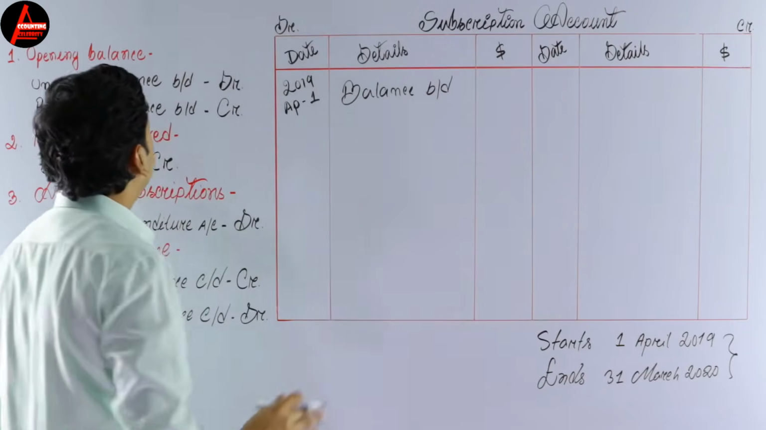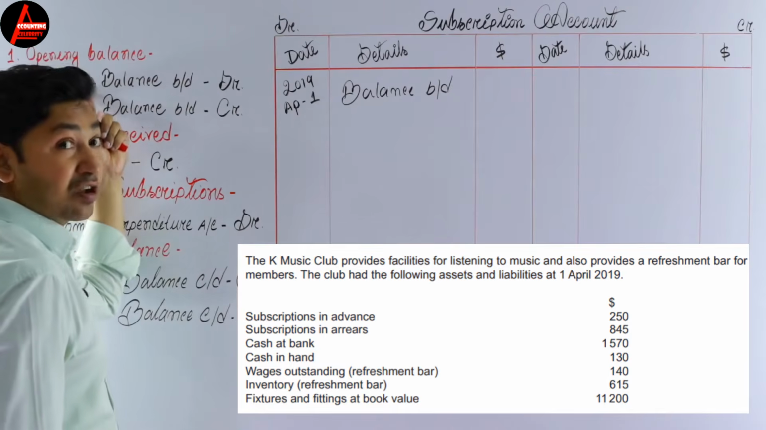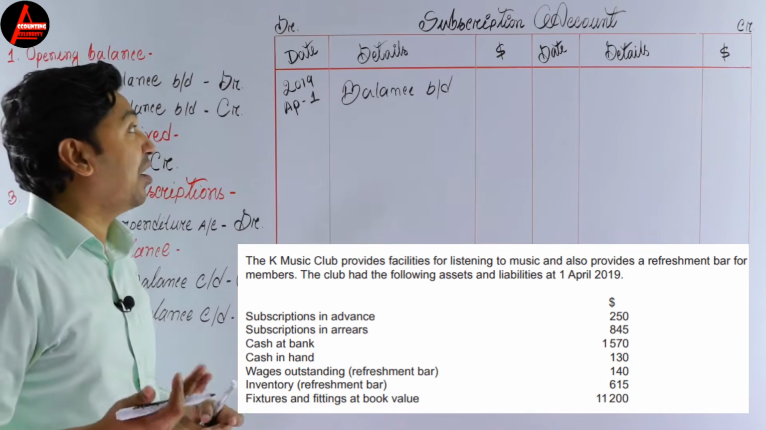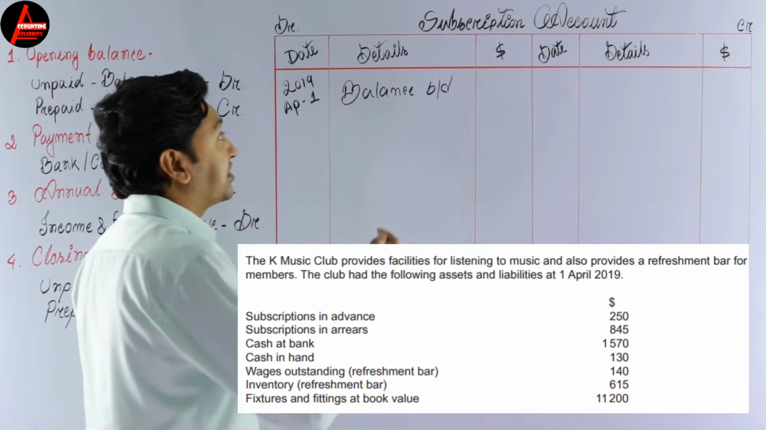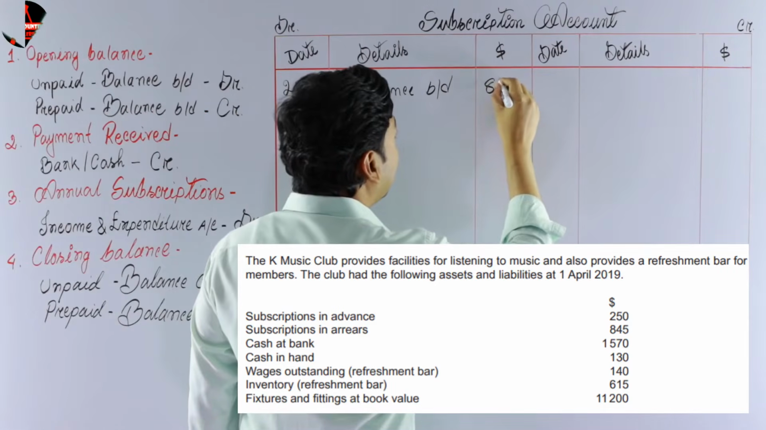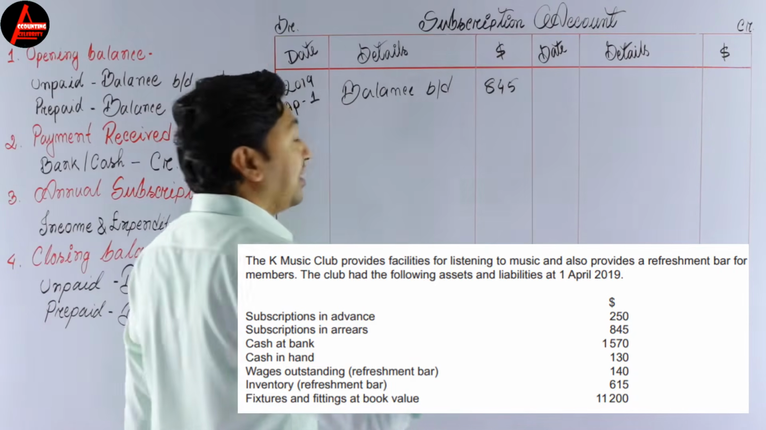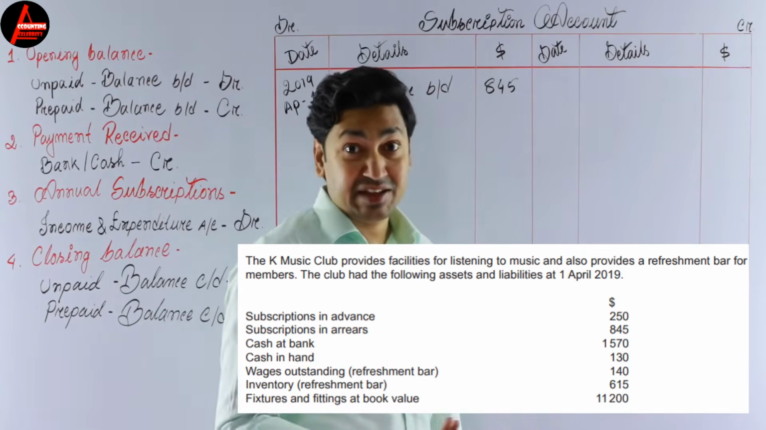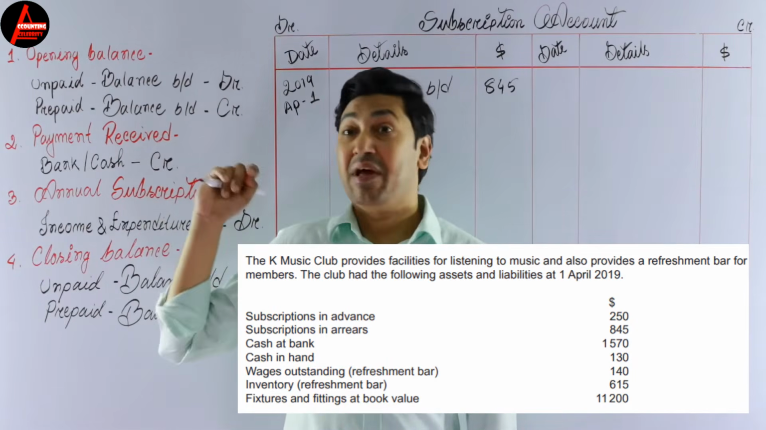Okay, which one will come on the debit side? The one which is not paid. Unpaid means arrears. Okay, so what is the amount in the question? It is $845. Okay, so we have two opening balances. That means we have to record two balance b/d.